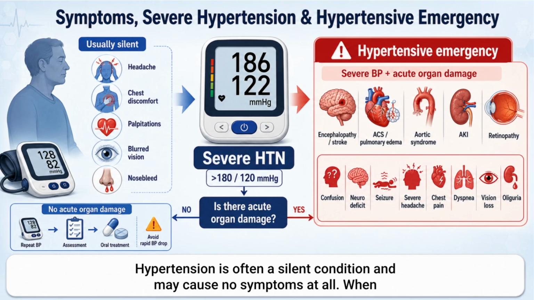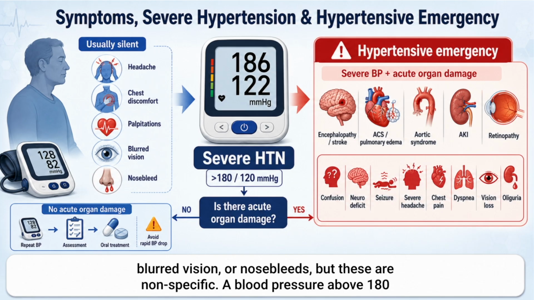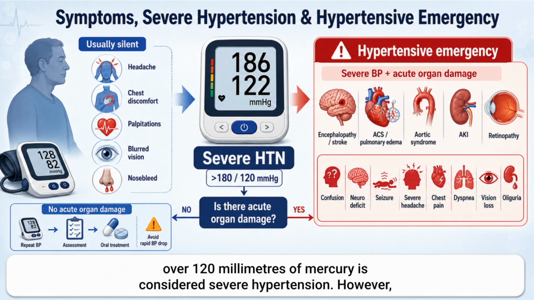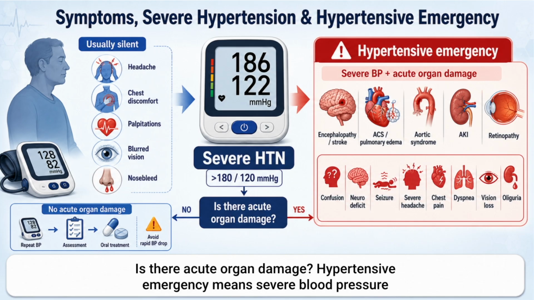Hypertension is often a silent condition and may cause no symptoms at all. When symptoms do occur, they can include headache, chest discomfort, palpitations, blurred vision, or nosebleeds, but these are non-specific. A blood pressure above 180/120 millimeters of mercury is considered severe hypertension. However, the number alone does not define a hypertensive emergency. The key question is: is there acute organ damage?